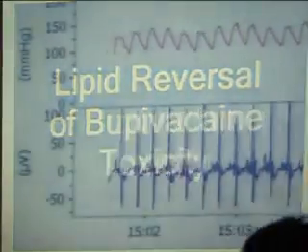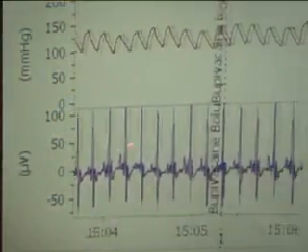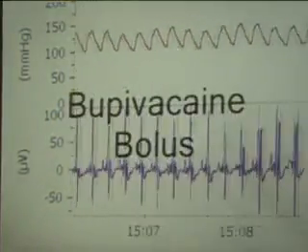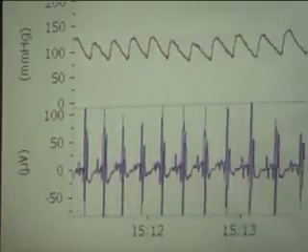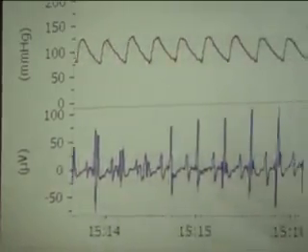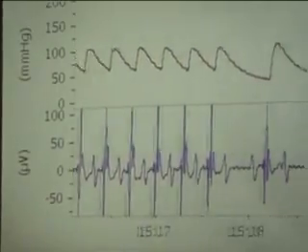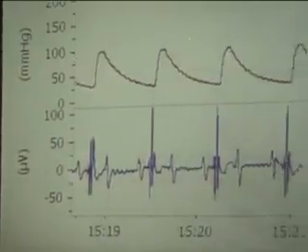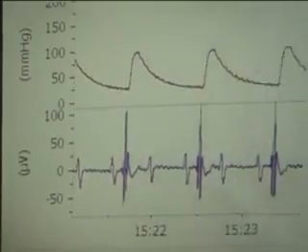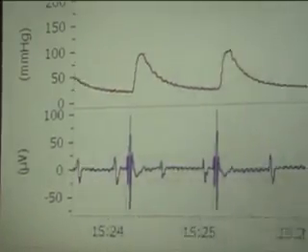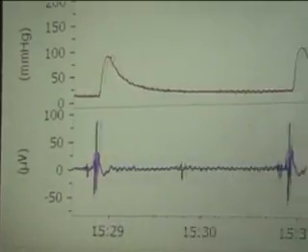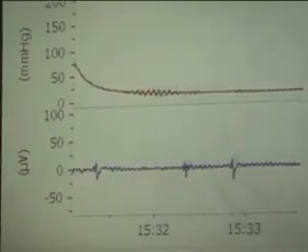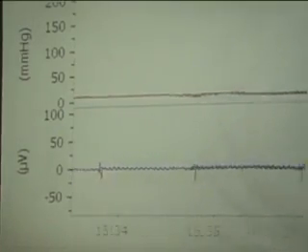So here's an EKG of an animal that's been anesthetized. You have the EKG down here and the arterial blood pressure reading, and you give the animal a bupivacaine bolus. Within minutes, the heart rate starts to slow down, the blood pressure is coming down, and ultimately you have bradycardia, and then you get into an asystolic arrest.